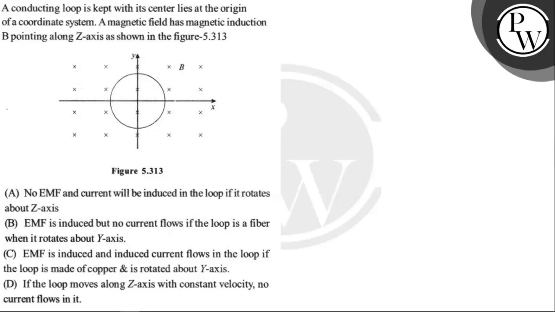The question says a conducting loop is kept with its center at the origin of a coordinate system. A magnetic field has magnetic induction B pointing along the z-axis.